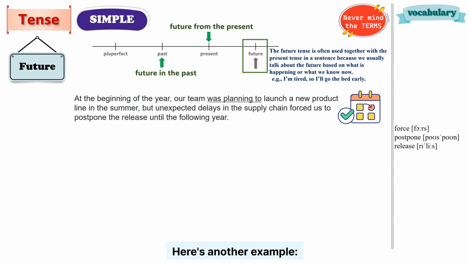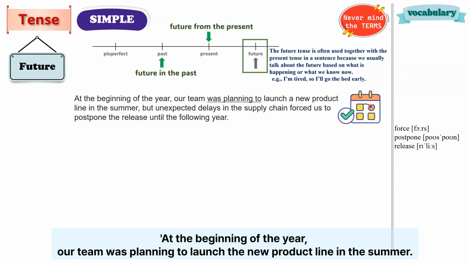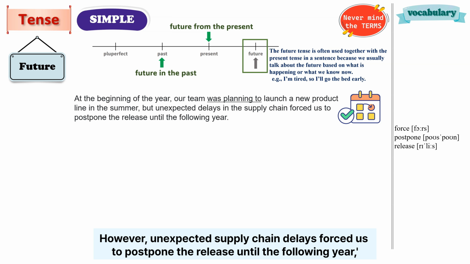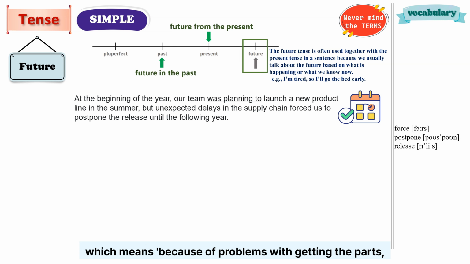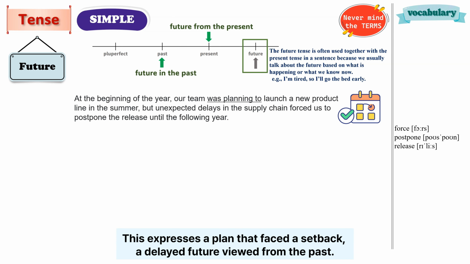Here's another example. At the beginning of the year, our team was planning to launch the new product line in the summer. However, unexpected supply chain delays forced us to postpone the release until the following year, which means, because of problems with getting the parts, we have to wait and cannot make or sell the product until next year. This expresses a plan that faced a setback, a delayed future viewed from the past.